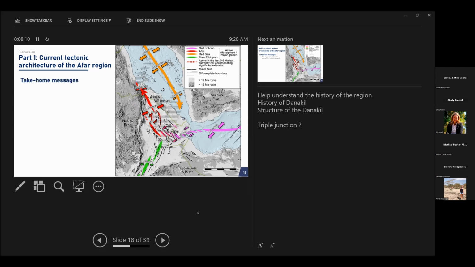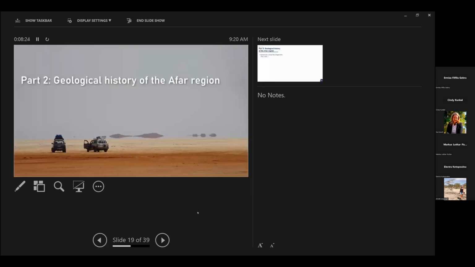Okay, what are the take-home messages of this part? The structure is a bit complex with several rifts and rift segments. We have the presence of the Arata microplate, and the Afar rift is propagating northward.